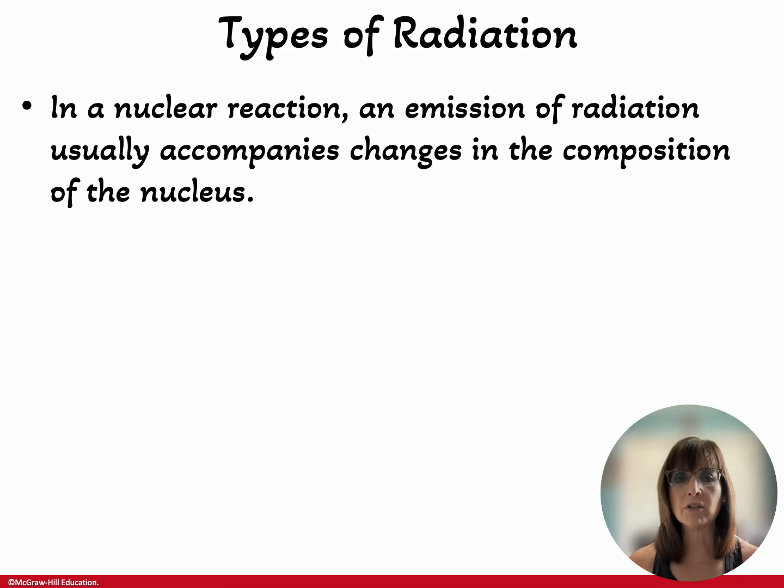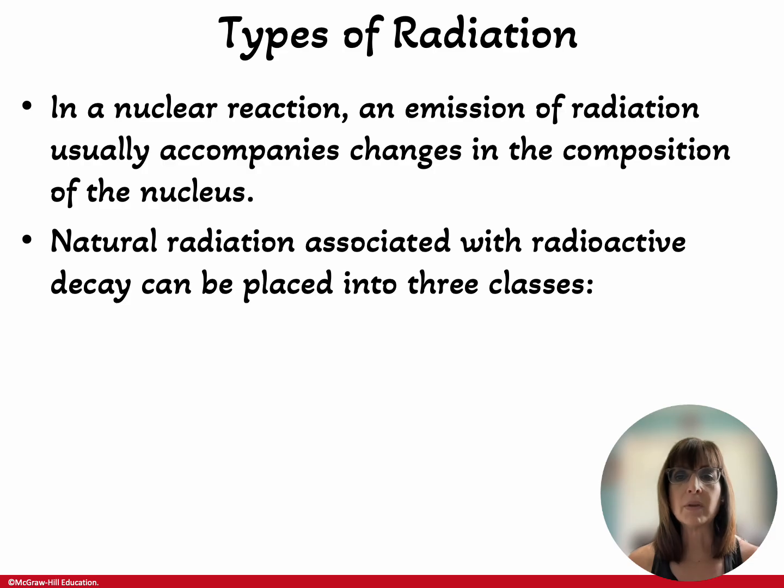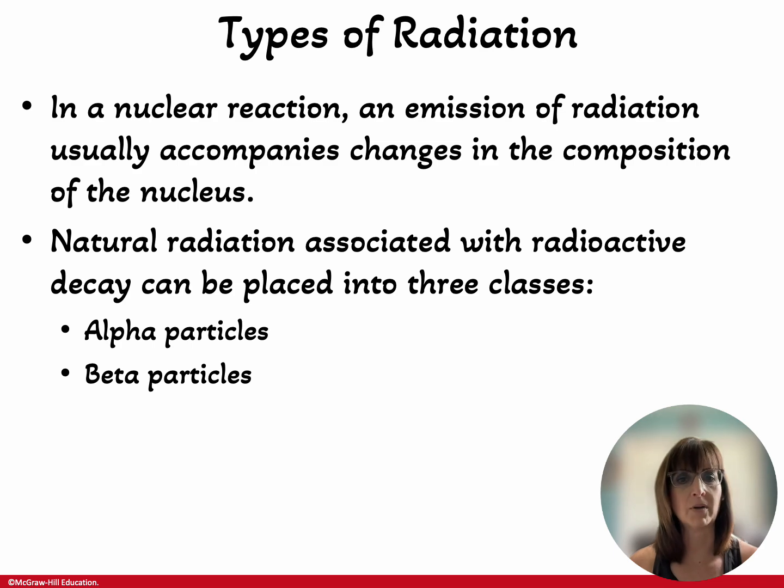The first thing you need to understand about nuclear reactions is that what is happening is that the nucleus changes. You also need to know that there are three types of radiation or radioactive decay: alpha particles, beta particles, and gamma rays.